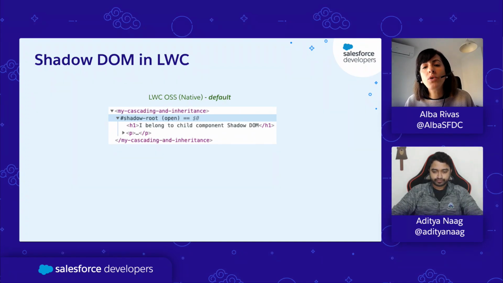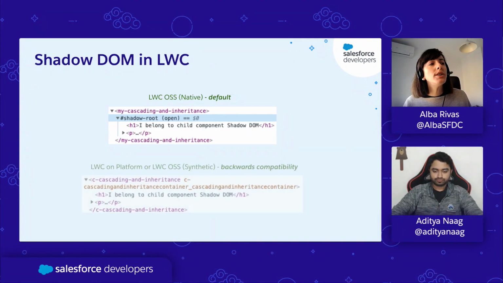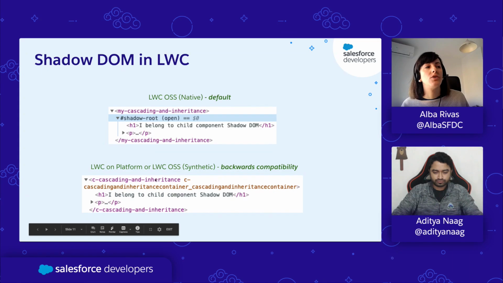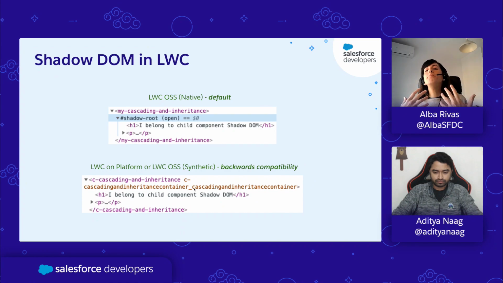If you inspect a Lightning Web Component that has been created with Lightning Web Components OSS, then you are going to see something like this. You are going to see that the component is using a native shadow DOM tree. But if you inspect a Lightning Web component that is running on the platform, you are not going to see this. You are going to see something more similar to this. You are going to have the component and then an attribute that is trying to mimic the native shadow DOM implementation. Why do we do that?